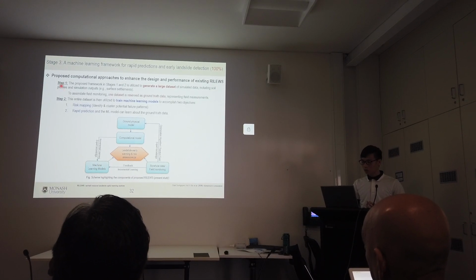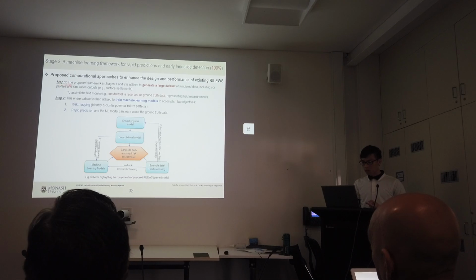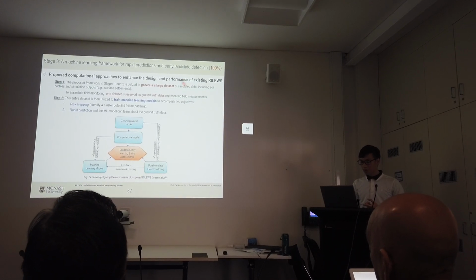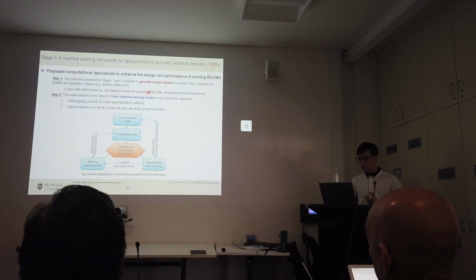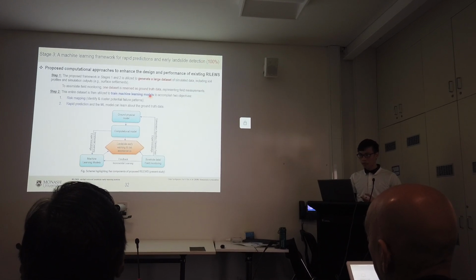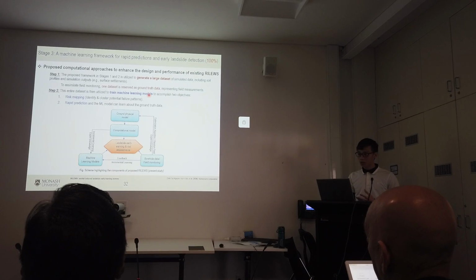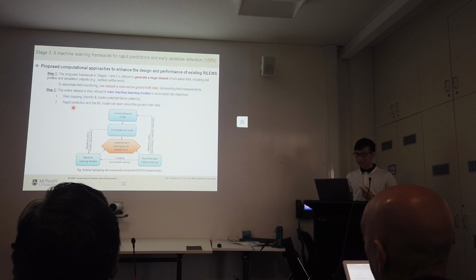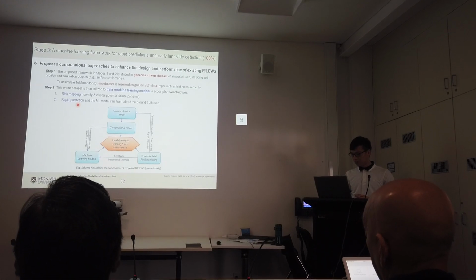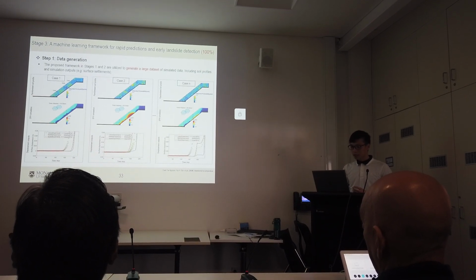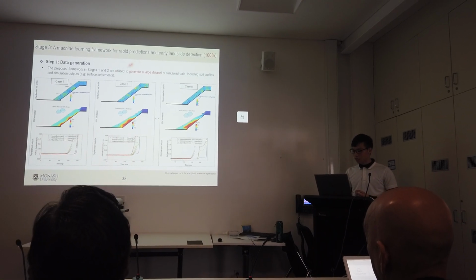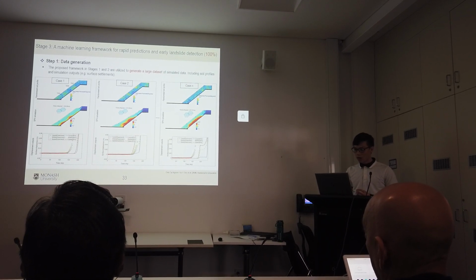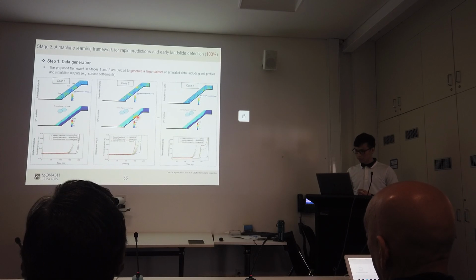So this step includes 2 steps. Step 1, we generate a large data set of simulated data, and step 2, we train the machine learning model and make predictions. So here we want to achieve 2 goals. First is risk mapping, and second is rapid prediction. So here to detail step 1, a large data set is generated including soil profile and simulation outputs.